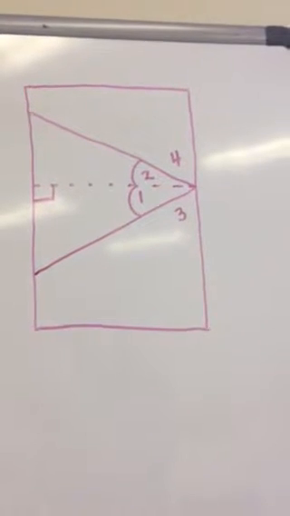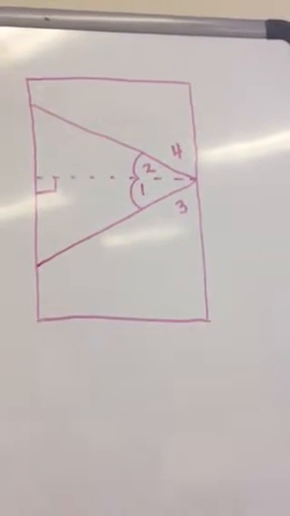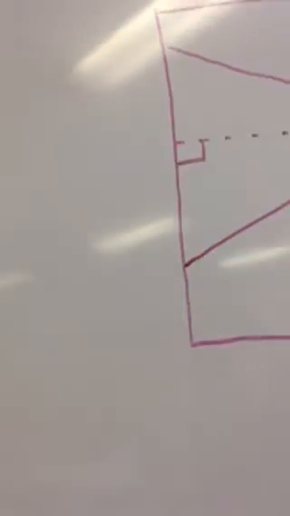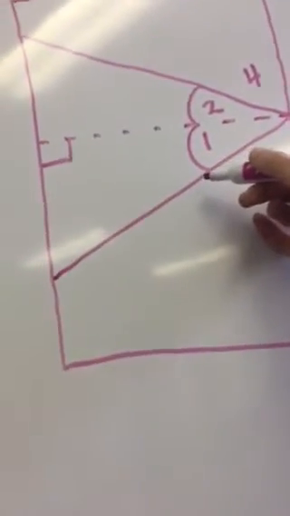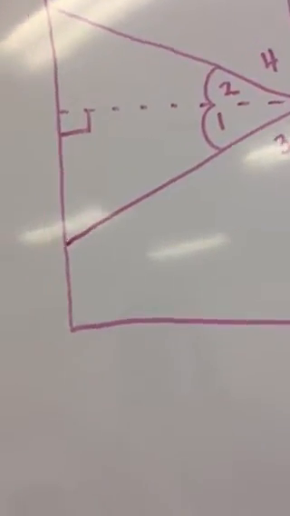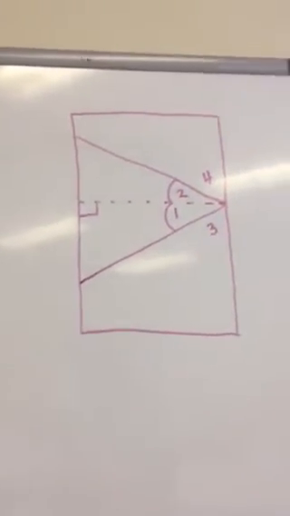All right, so you can tell angle 1 is congruent to angle 2 because I've marked it with the arcs to show there's only one arc here, so that shows that angle 1 is congruent to angle 2, which also only has one arc. Angle 1 is congruent to angle 2.